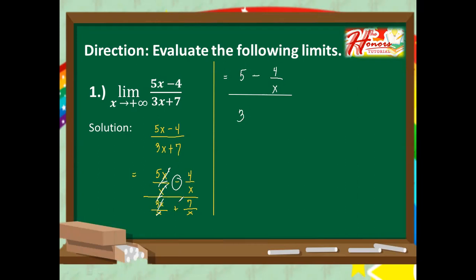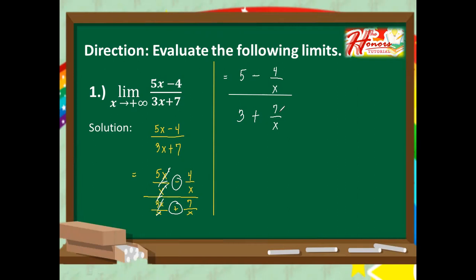And then you have to copy the operation. So you have here plus. As you can see, for 7 over x, we cannot simplify it anymore. Why? Because the numerator is a constant or a number. And your denominator is a variable or a letter. So therefore, we cannot divide it. So we have here 7 over x. And then, this is the time where you are going to apply the theorem that we have encountered earlier.